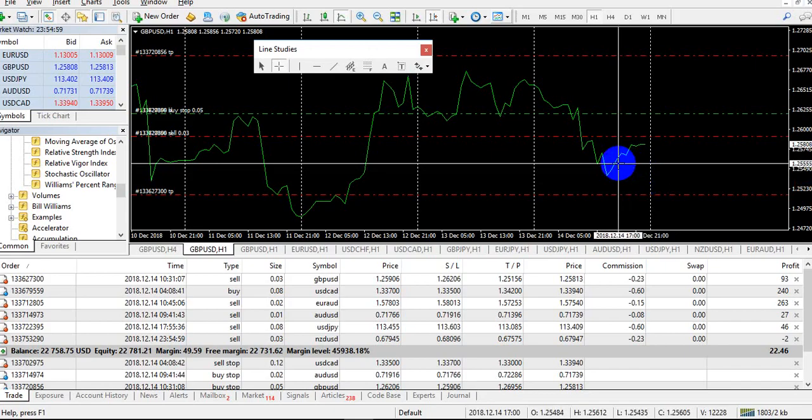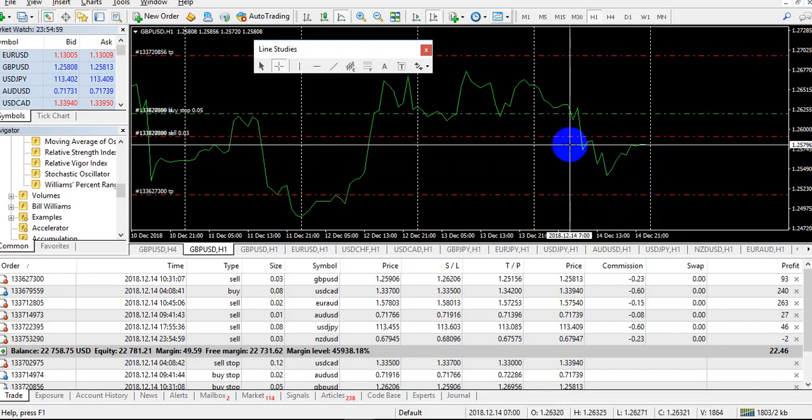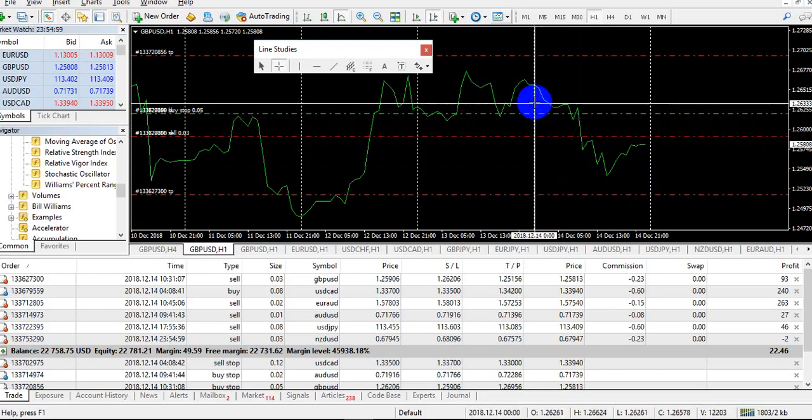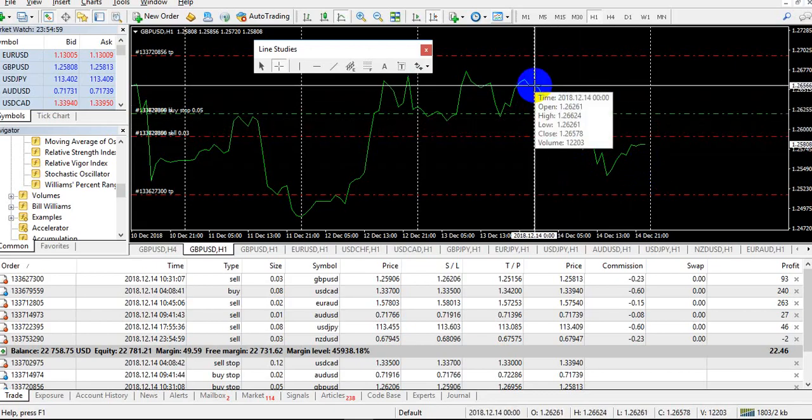Now let us put our cursor right here. You can see that this is 14th of December 2018, 00 hours, which is midnight. And if you follow the crosshair all the way to the far right, you can see that the value there is 1.2656.